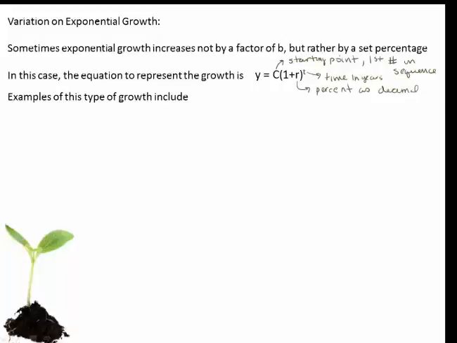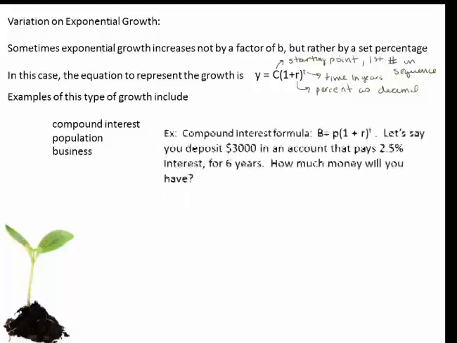So some examples of this type of growth include compound interest in a bank account or on a loan, population, business growth. So when we have our compound interest formula, B is our balance. C was our starting point. Well, in this case, it's our initial deposit, known as the principal. R is our percent of interest, and t is still number of years. So if I deposit $3,000 in an account that pays 2.5% interest for 6 years, how much money will I have? So we're looking at the exponential growth.